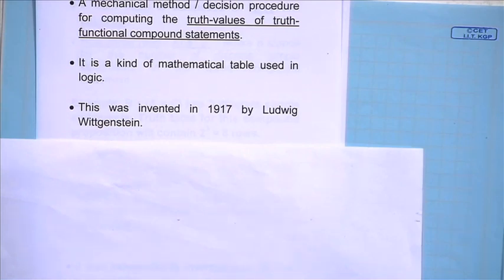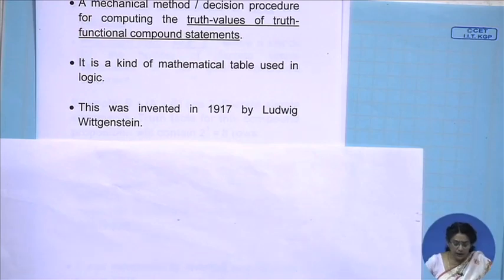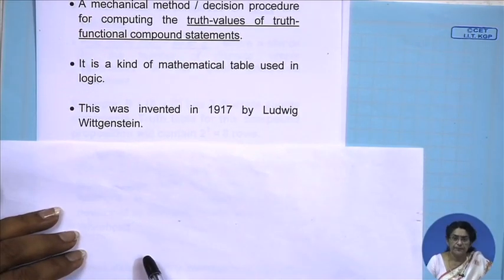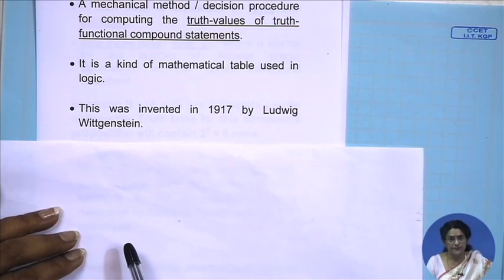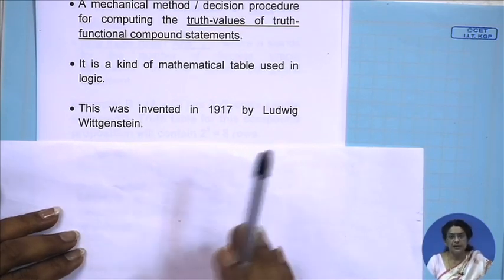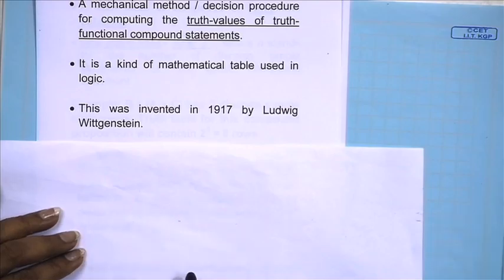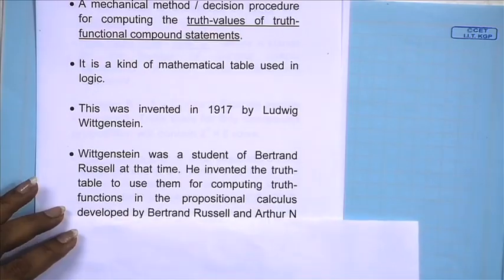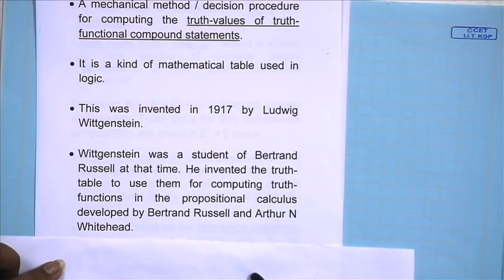In 1917, the truth table procedure was invented by Ludwig Wittgenstein. He was an engineer who converted into philosophy. So, he did his PhD in philosophy after doing his engineering degree. As part of his dissertation in PhD, actually this truth table was devised.